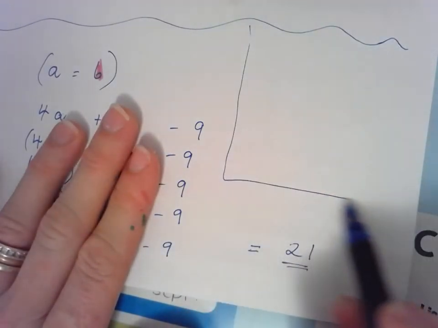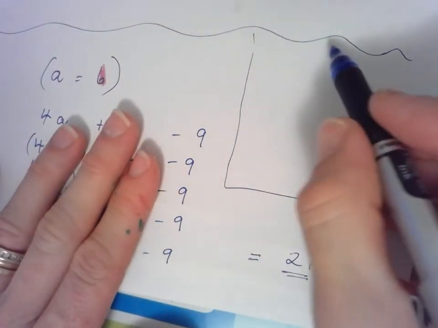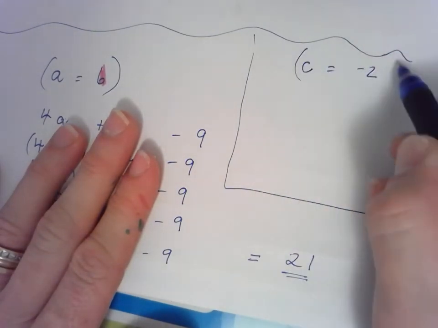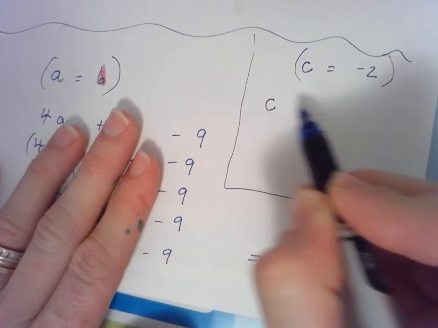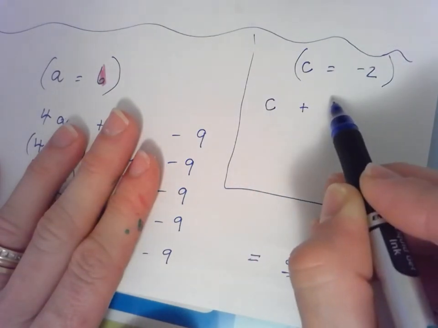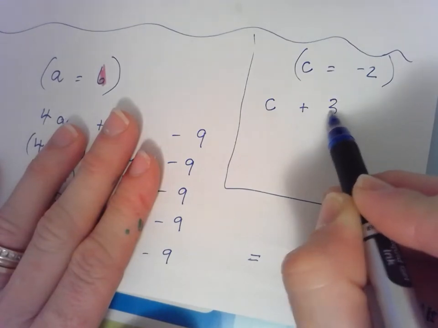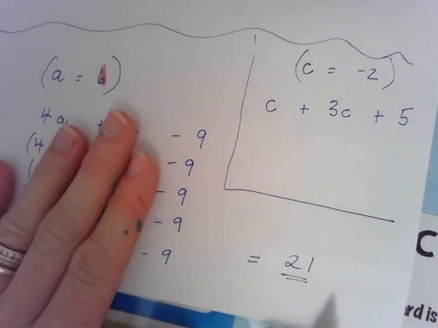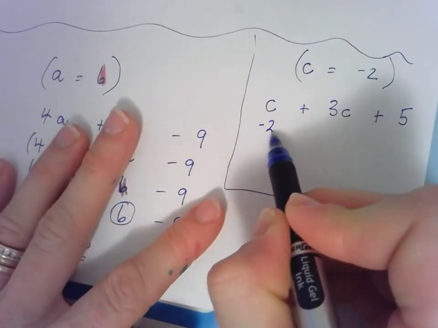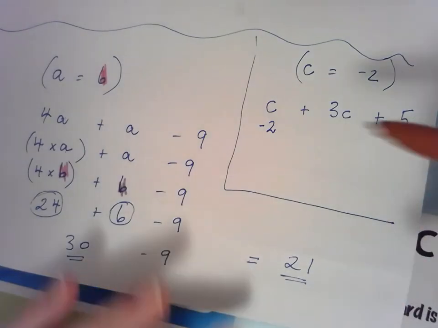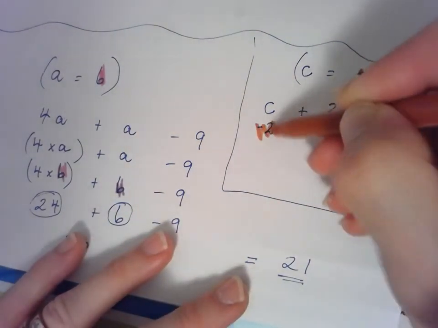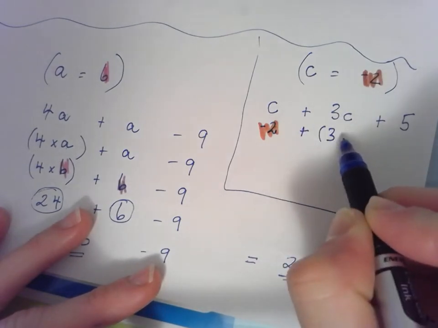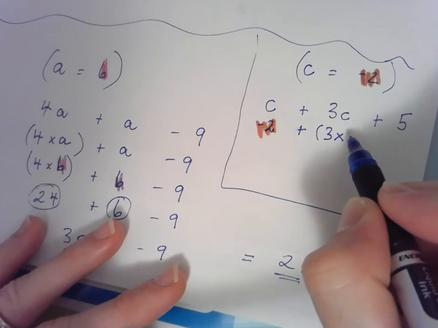Okay, we might squeeze in one more question up here. We might try a negative. So let's say c equals -2. Okay, we might go c plus 3c plus 5. Okay, so c is going to equal -2. You can slot that straight in, swap it over. Okay, but this is going to actually mean 3 times our c.